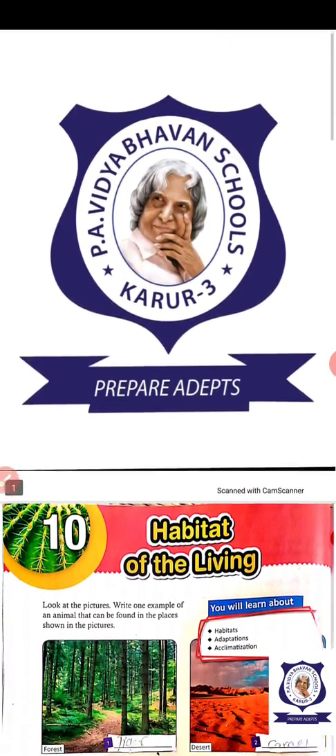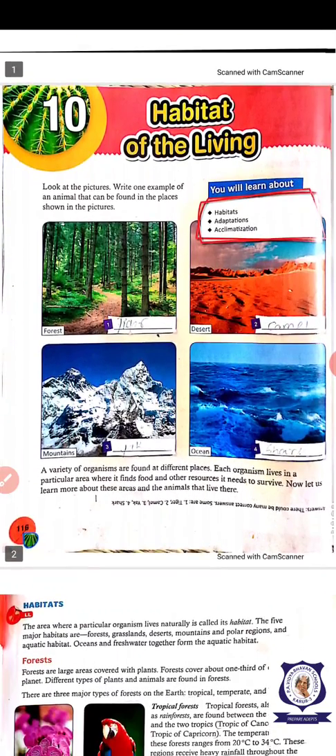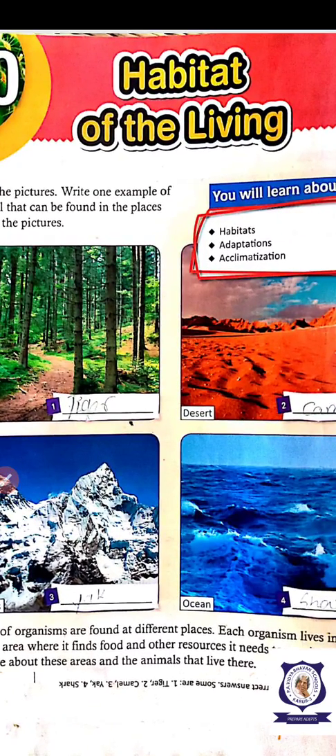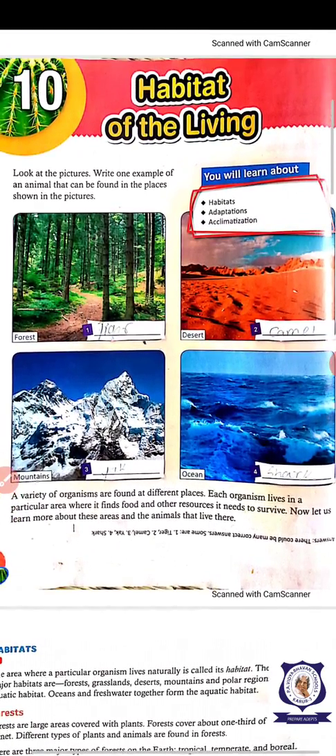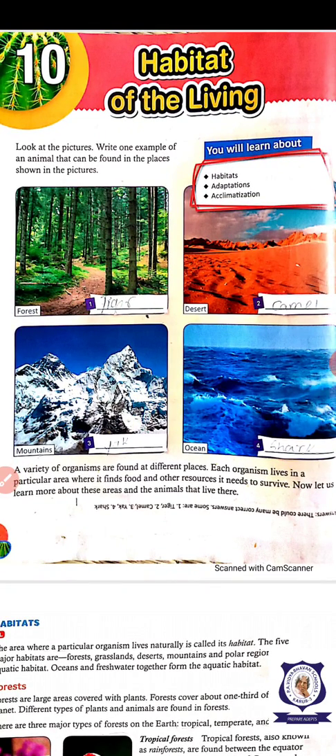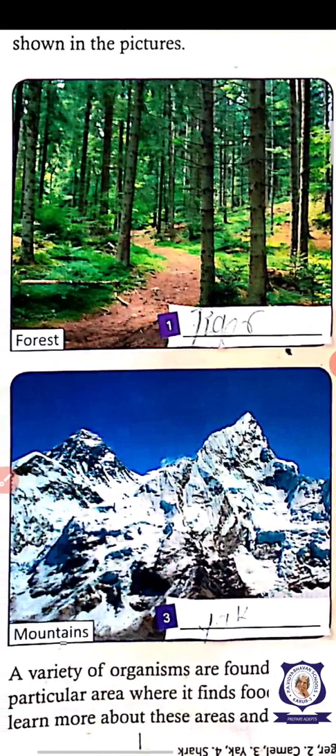This class we are going to see about the habitat of living. This is the second chapter in your biology book. Okay, children. Now, what is this chapter? Habitat of the living. What is meant by habitat? Habitat means the living place of the organisms. What are organisms? The organisms are plants and animals. Plants and animals are living in various places.